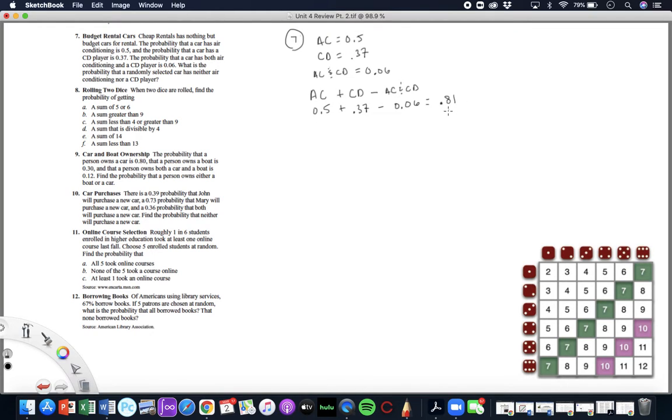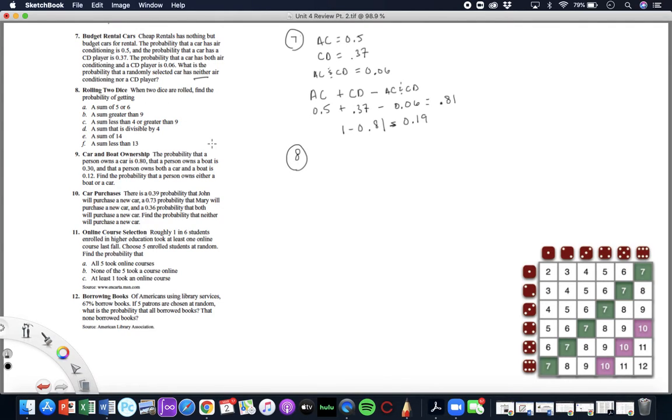So that's 0.81. To find out that it has neither, I would take 1 minus 0.81, which would create a 0.19 probability. Okay? If by chance you chose 0.07, that's because you included the AC and CD, which were counted within this. So that's why I'd recommend going the complement route to this. All right, let's dive in.